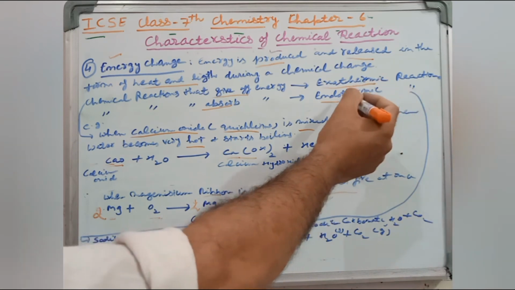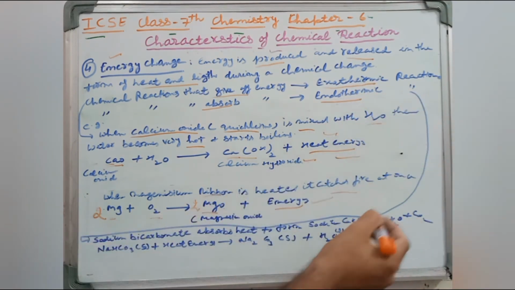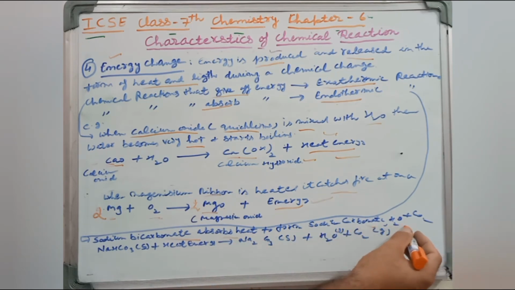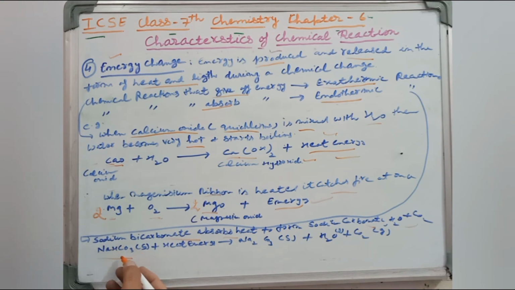Now an example of an endothermic reaction is when sodium bicarbonate is heated to form sodium carbonate, water and carbon dioxide. This is sodium bicarbonate, you have learned it in the previous sheet. NaHCO3 is sodium bicarbonate. When we heat it, give it heat energy, it will be broken down into Na2CO3, which is sodium carbonate, plus water.